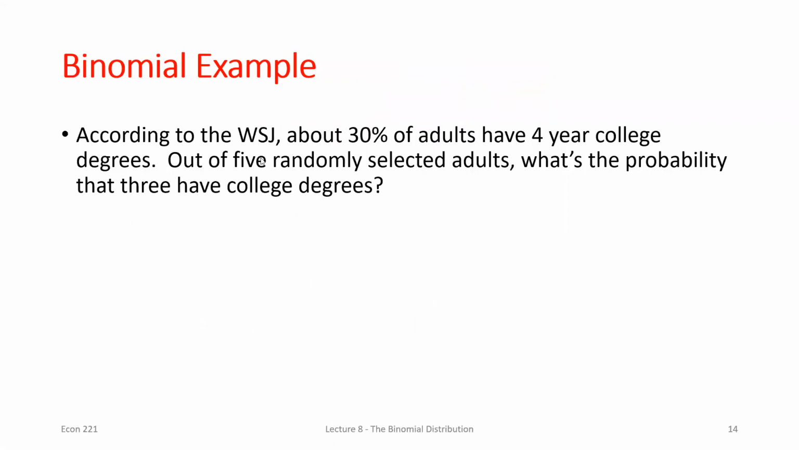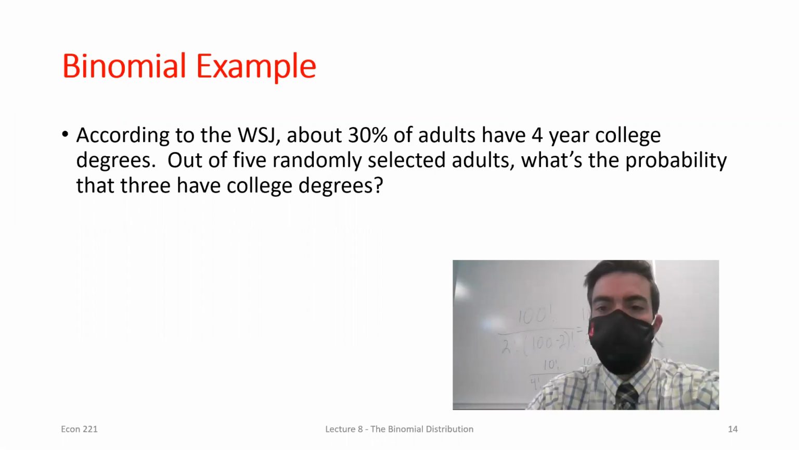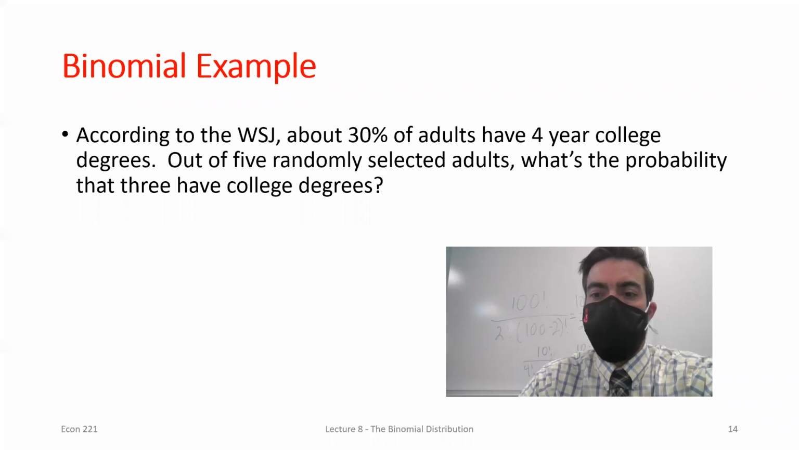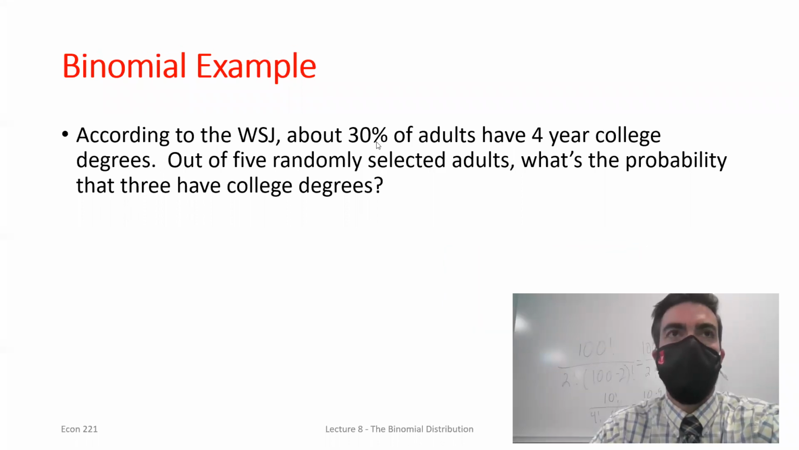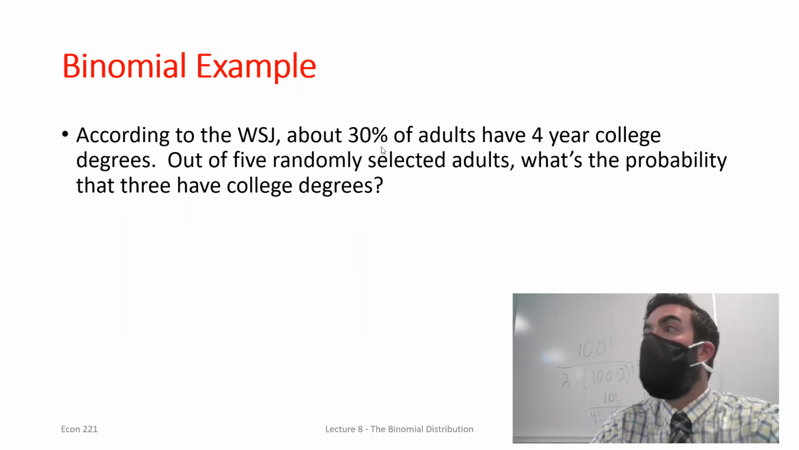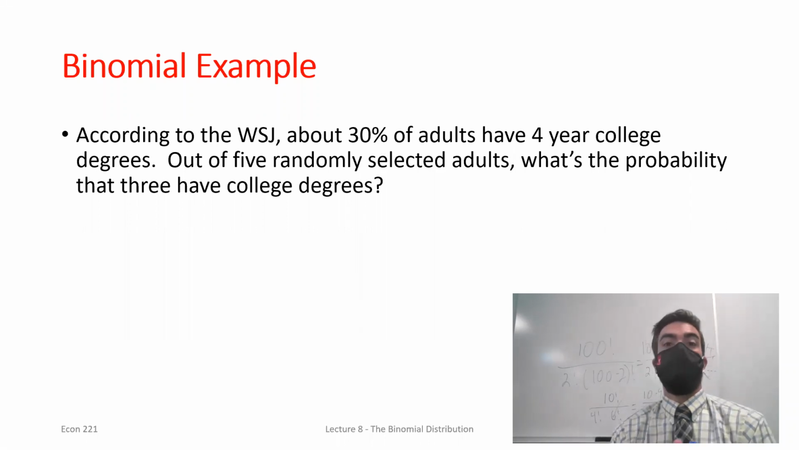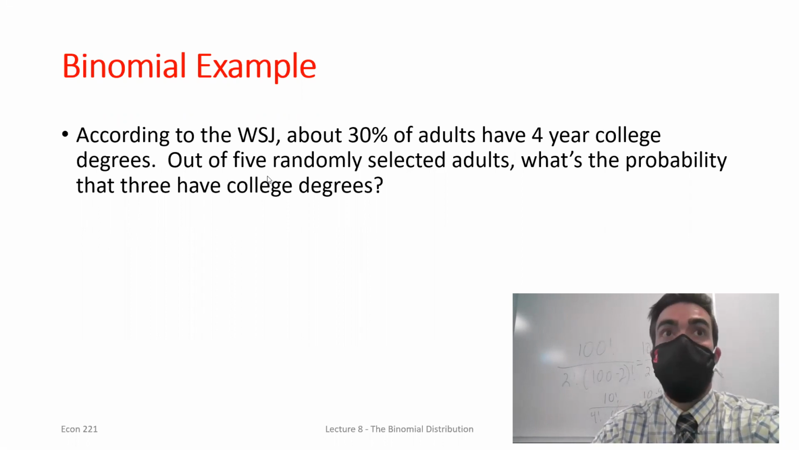But let's do a slightly different example where it's not just as easy as a coin flip, and it's a matter of how we define the success. So here I've got an example where there's some report that says 30% of all adults have a 4-year college degree. So if I was to choose one person at random, the probability they have a college degree would be 0.3, right? Just one person at random. If I randomly select 5 people, 5 adults here, what's the probability that 3 of them have a degree?